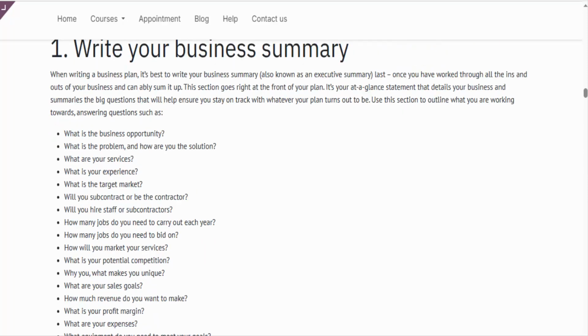When writing a business plan, it's best to write your business summary, also known as an executive summary, last, once you have worked through all the ins and outs of your business and can ably sum it up. This section goes right at the front of your plan. It's your at-a-glance statement that details your business and summarizes the big questions that will help ensure you stay on track with whatever your plan turns out to be.